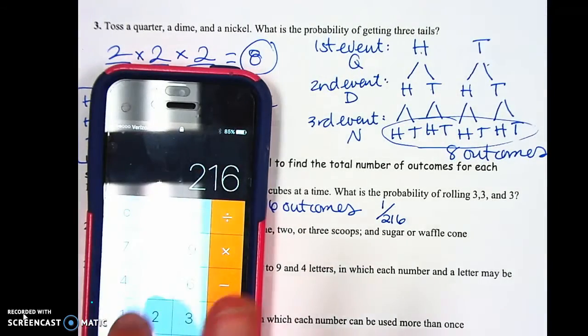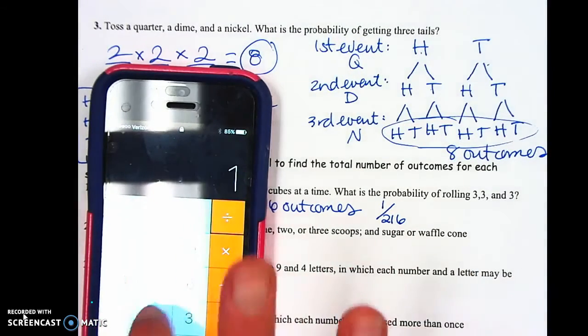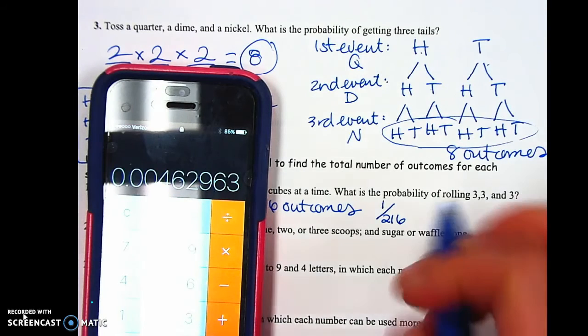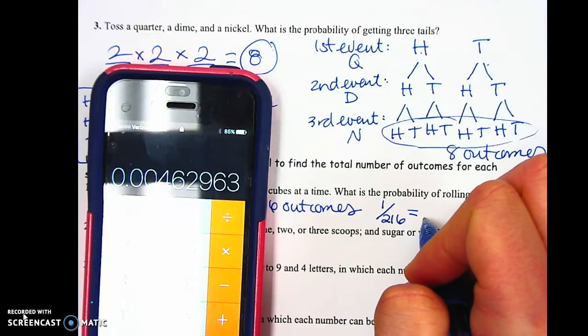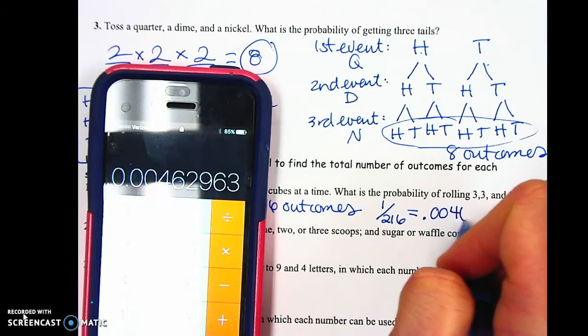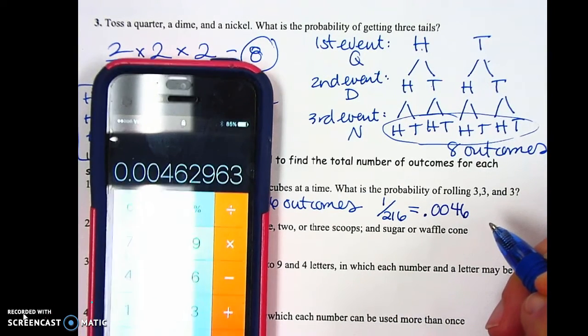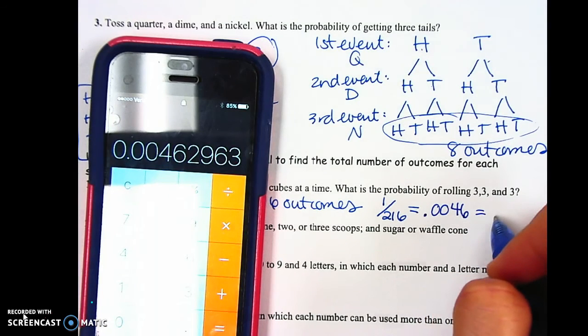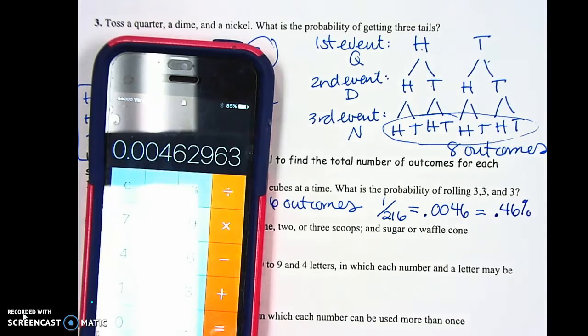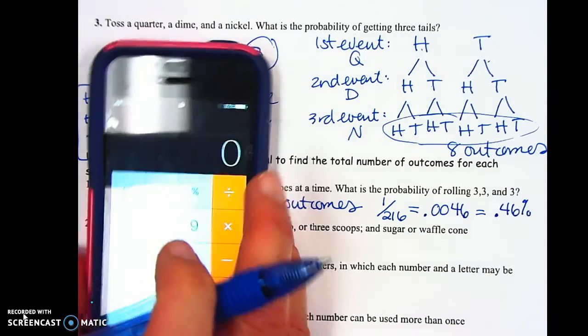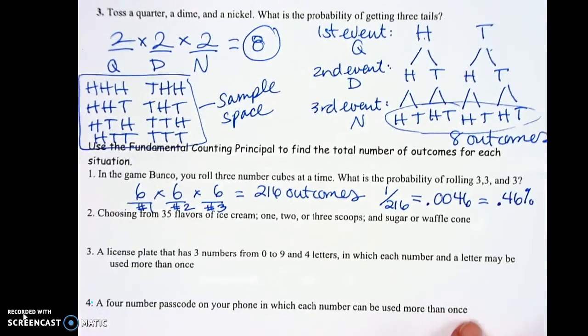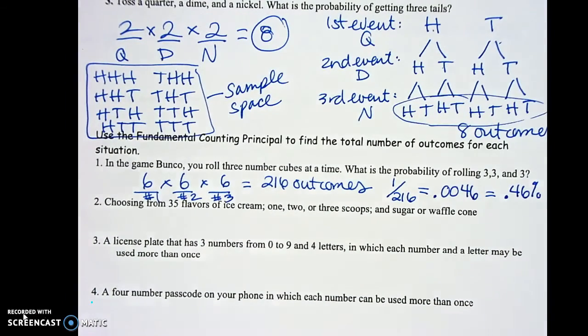So remember, you divide. So 1 divided by 216. You get a very small number, 0.0046, and I'll just leave it there as a percent. We'll move the decimal point over twice to the right. So this would be 0.46%. So about 0.5% chance of that happening. If you know anyone who plays Bunko, ask them. Ask them how often they get Bunkos.